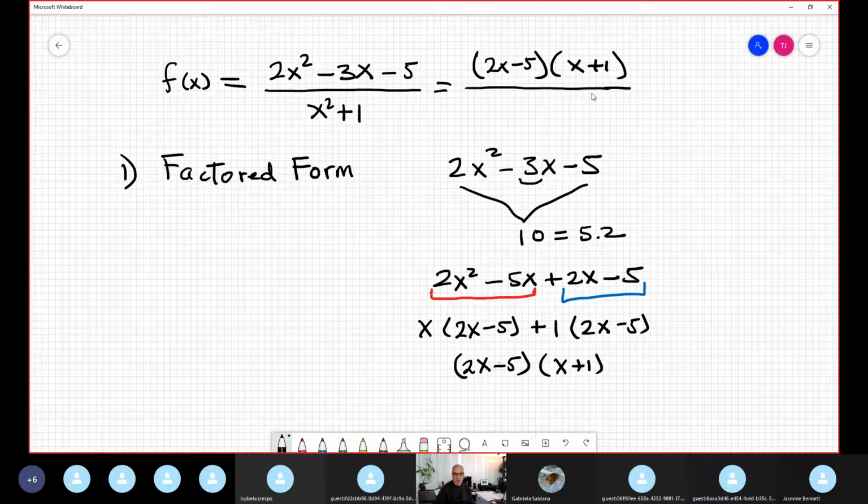Okay, however, what's going on in the polynomial in the bottom? It's x squared plus 1. This is a typical irreducible quadratic. How do you know? Because it's plus. When it's plus, it's an irreducible quadratic. If it's an irreducible quadratic, unfortunately, we cannot factor it. It's a prime expression. Leave it like that. No, this is the factored form.